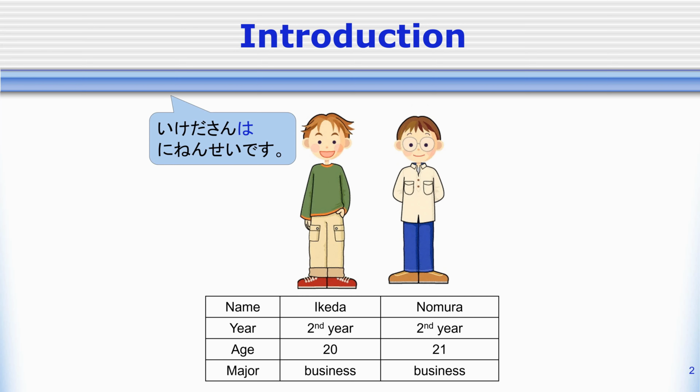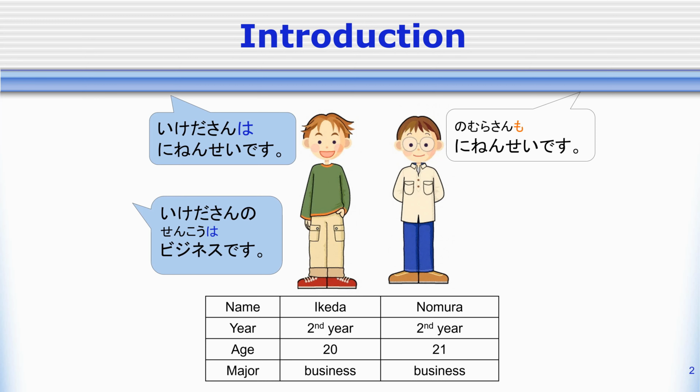Ikeda-san は2年生です. So Ikeda-san is a second year, right? Ikeda-san は2年生です. Nomura-san も2年生です. Ikeda-san は2年生です. Nomura-san も2年生です.